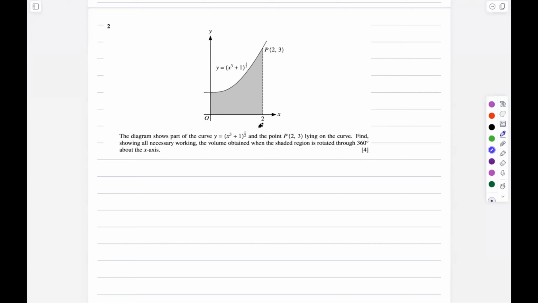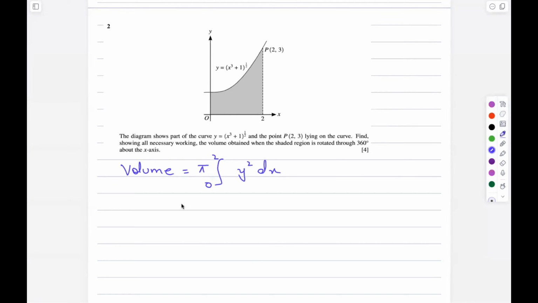Question 2, the diagram shows part of the curve y equals x cube plus 1 to the power half and the point P lying on the curve. We have to find the volume obtained when the shaded region is rotated through 360 degrees about the x-axis. Now the formula for volume is pi into the integral, in this case with limits 2 and 0, of y squared dx.